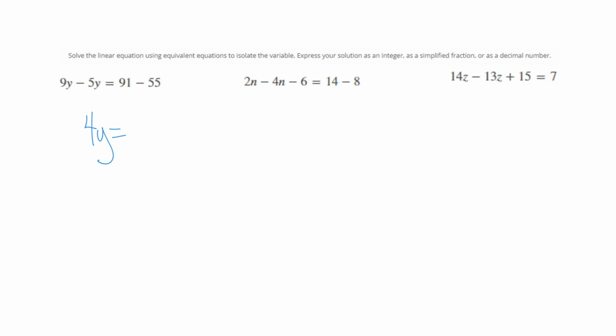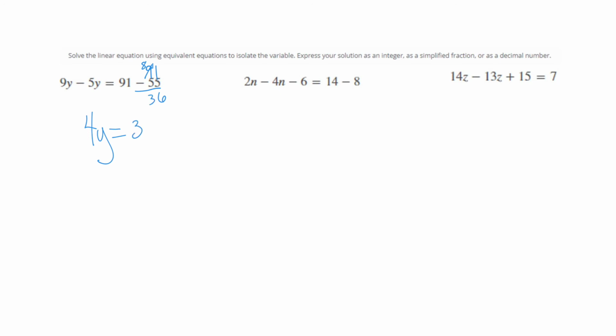Equals, now I'm going to look on the right side. Look, these are just numbers. They can just be subtracted. I don't need to keep them separate. Now a 91 minus a 55, I'll probably have to do a little long subtraction here. 91 minus 55, borrow 1 from the 9. So 11 minus 5 is 6. 8 minus 5 is 3. All right, that's a 36.